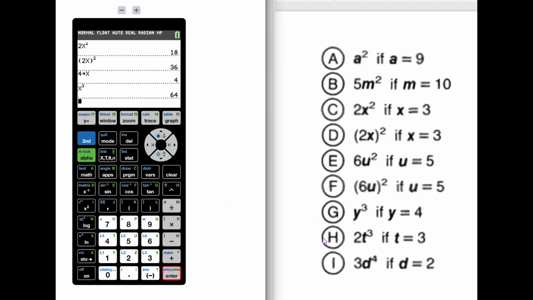All right. Same thing for H. It's going to be x to the third, so that's 3 to the third, which is 27 times 2, 54. And I is 2 to the fourth, which is going to be 16, and 16 times 3 is going to be 48. If you got all those, great, you're all good to go for some solving. So let's do some solving.